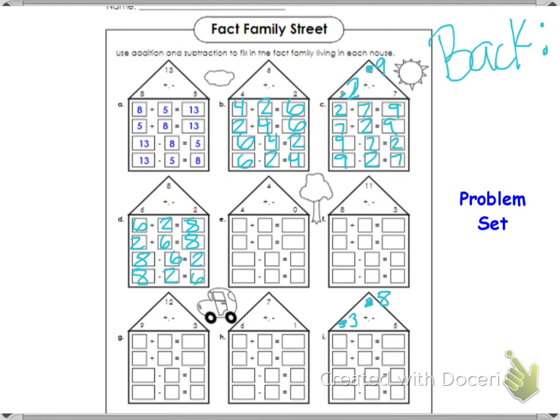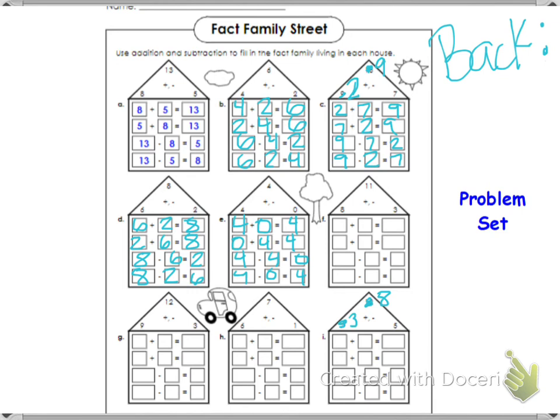Now this one is 4 is our whole, 4 and 0 are our parts. So 4 plus 0 equals 4, 0 plus 4 equals 4. 4 minus 4 equals 0, 4 minus 0 equals 4.